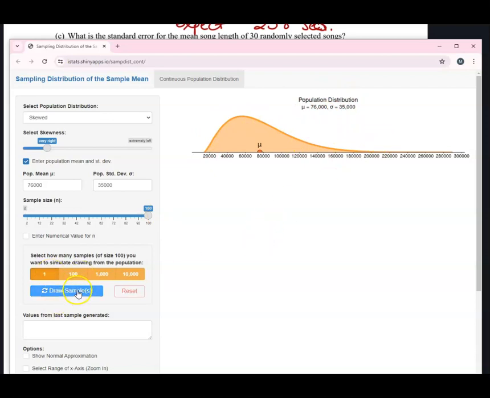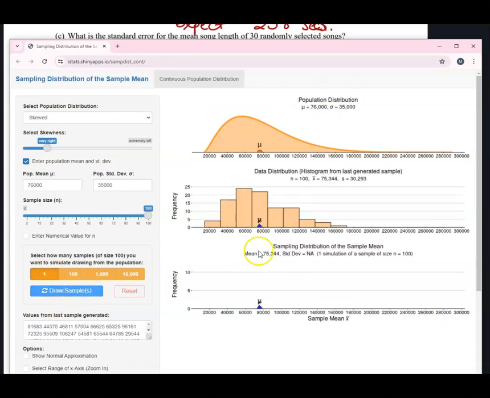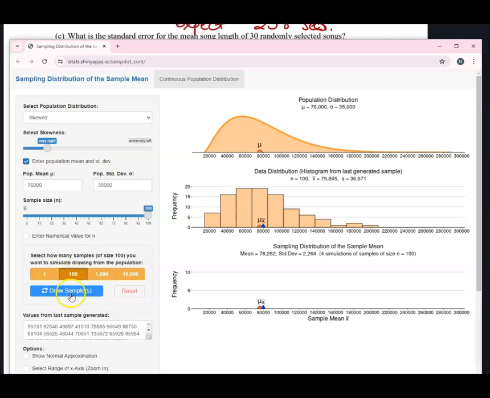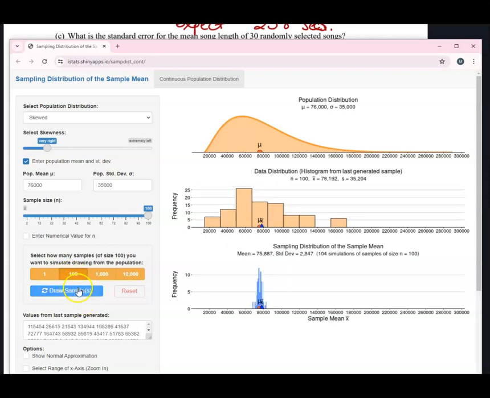Let's draw one sample and just kind of get a quick idea. The mean for my sample is 75,344, fairly close to 76,000, so that's not too far off. And the standard deviation for the sample is 30,293, but we want to know the standard error for the sampling distribution. So I need to draw more samples to see that. I'm going to go ahead and do 100 samples to get a really good feel for what this is going to look like.